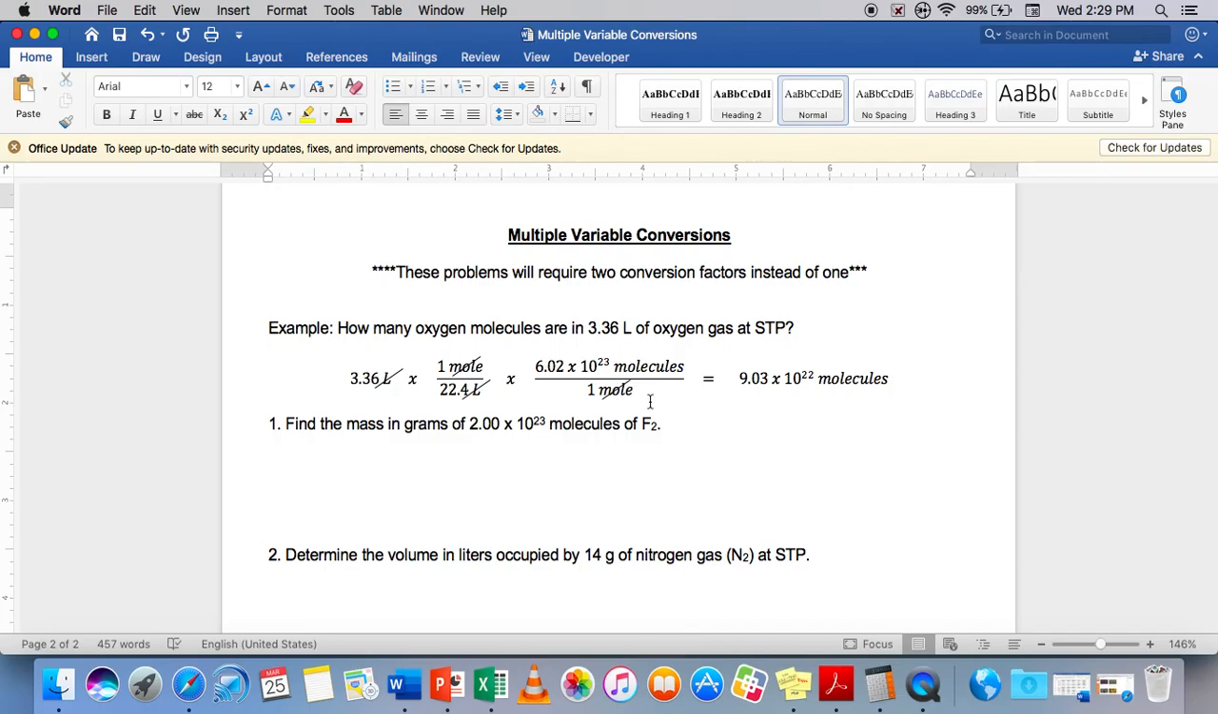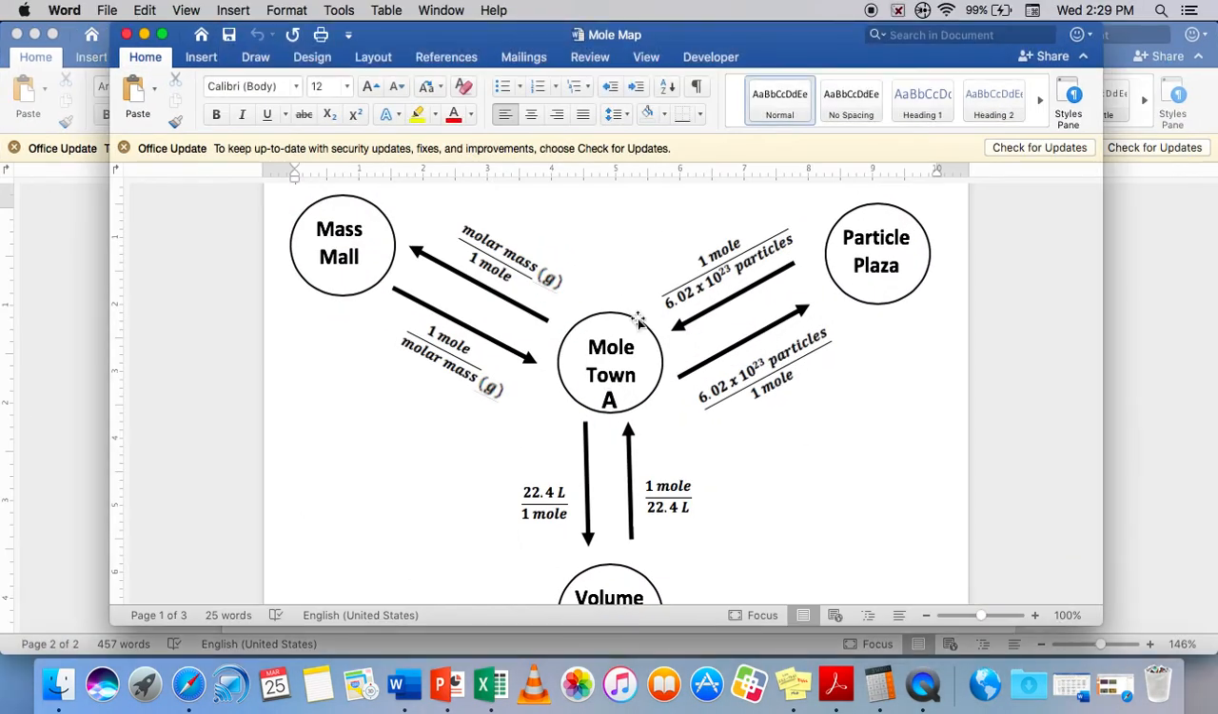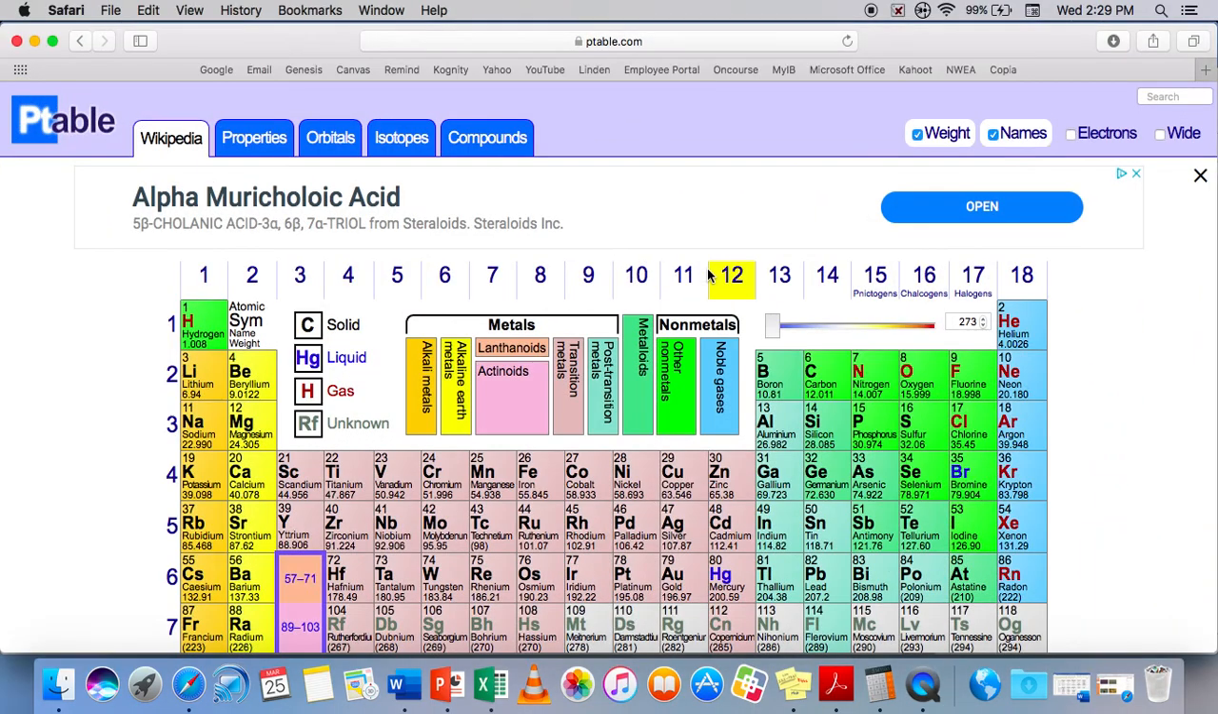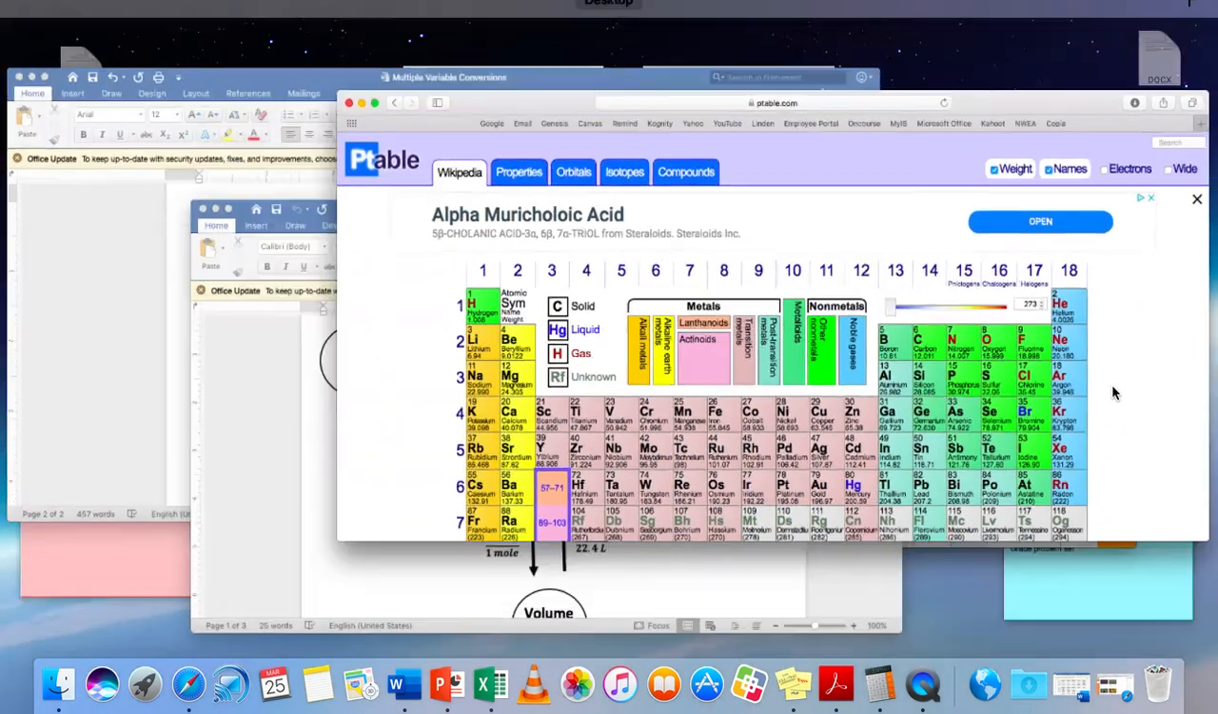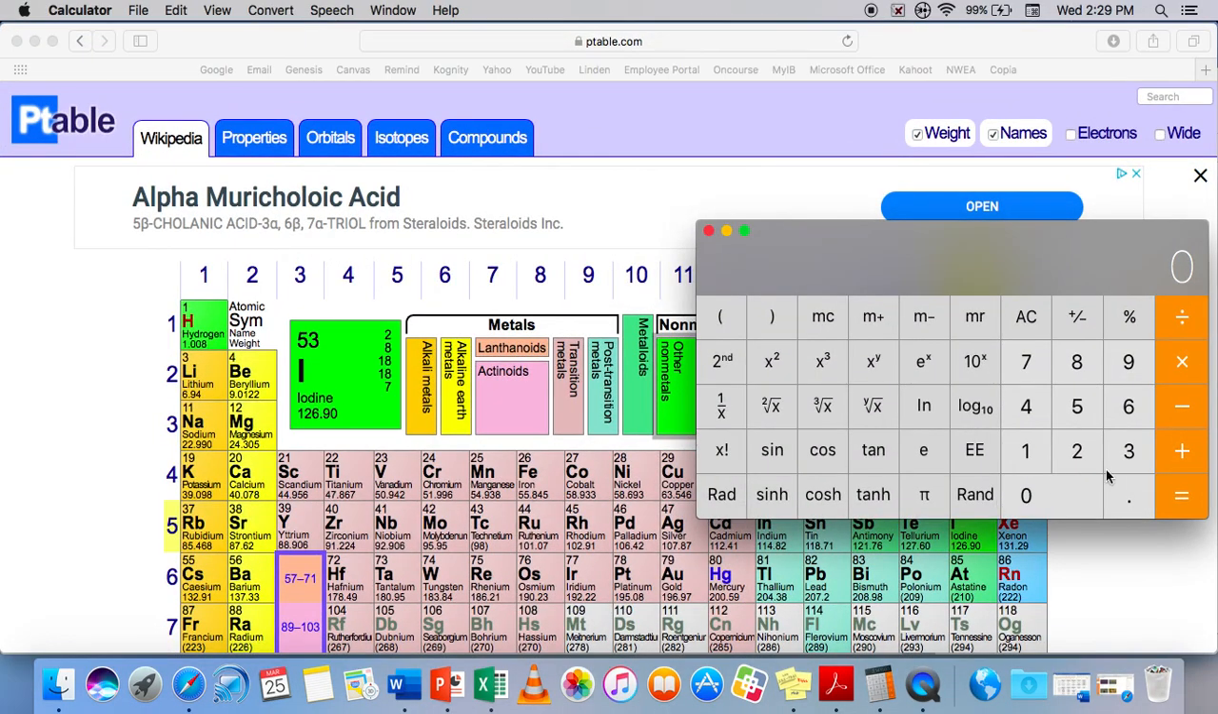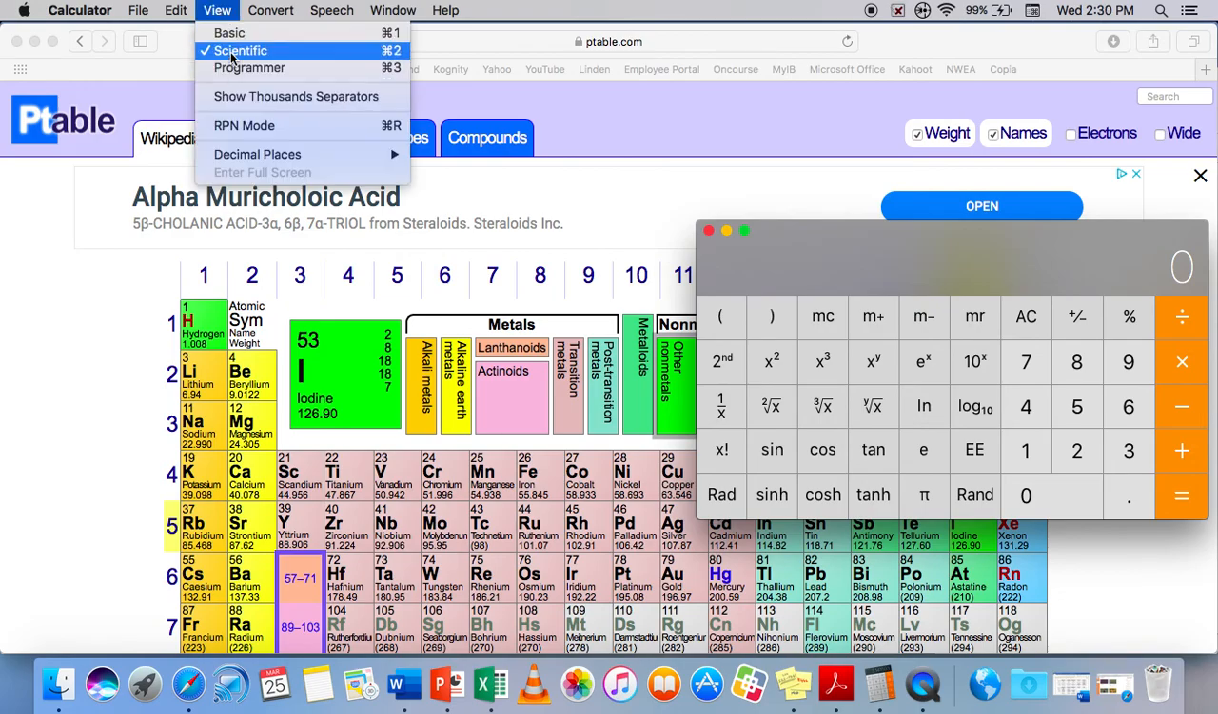So you are going to need your mole map. You're going to need a periodic table, and you are going to need your calculator. Again, make sure your calculator is in scientific notation. Remember, go to view and you can change it to scientific.